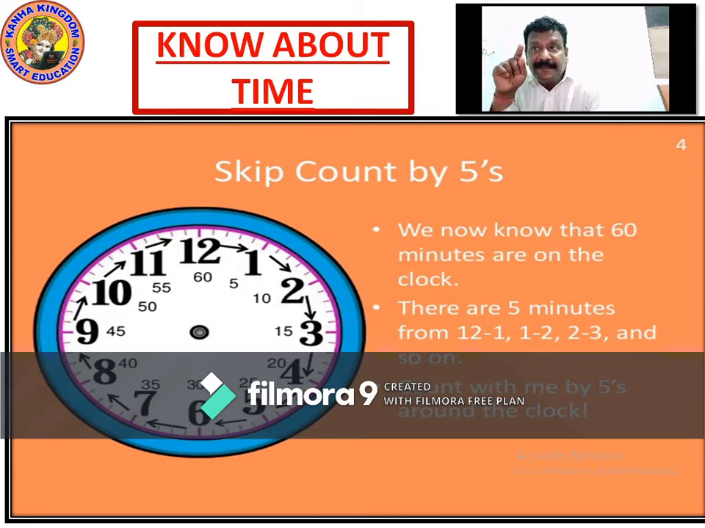Right? And from 1 to 2, let's take 12 to 1, 1 to 2, it is 10. 5 plus 5, it's 10. Then again, when you go to 3, it will become how much? You have to add 5 each. 5 more, you have to add, 15. Now it becomes 15. 5, 10, 15. When you come to 3, it is 15. From 12, it becomes 60.